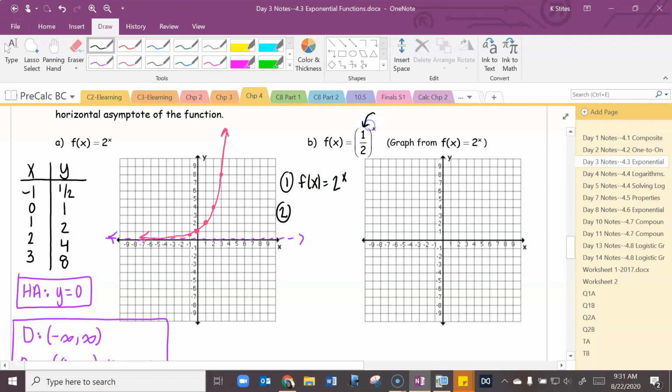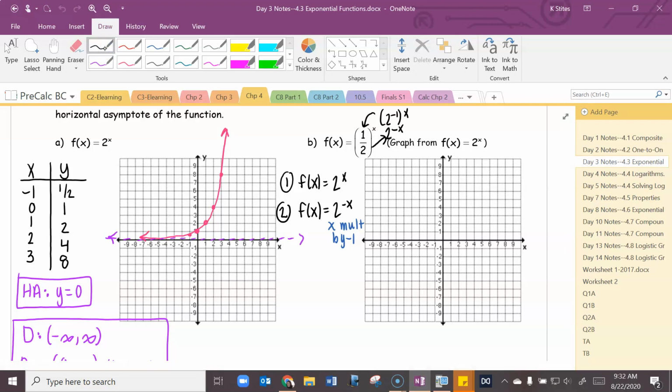This right here would be the same as 2 to the negative 1. So this is really 2 to the negative x. That is our step 2. And what that means, if you recall, is that x is being multiplied by negative 1. It also means that we are reflecting over the y-axis. So let's see how that works.